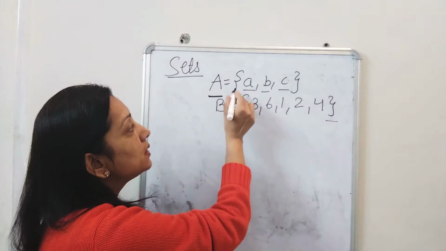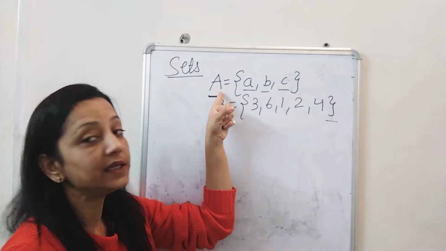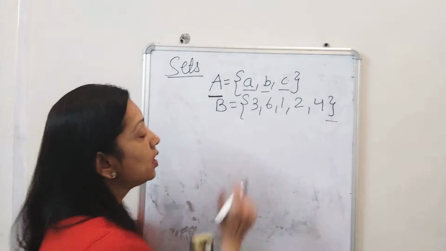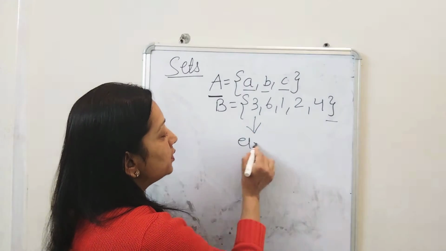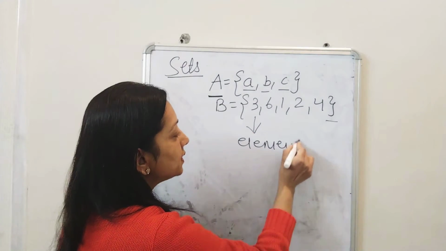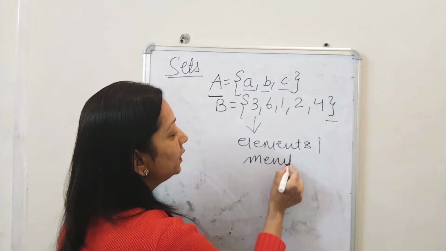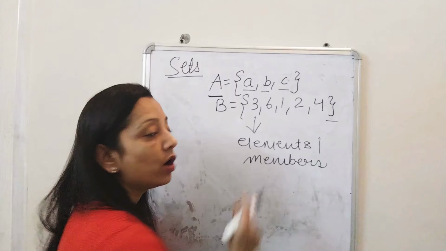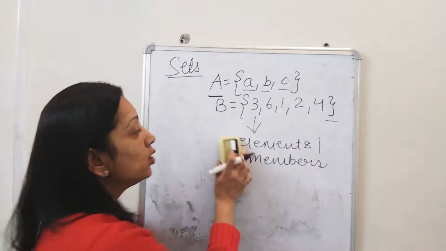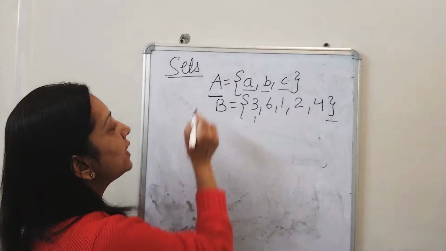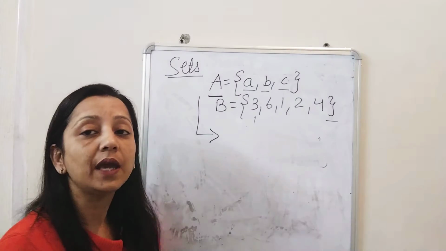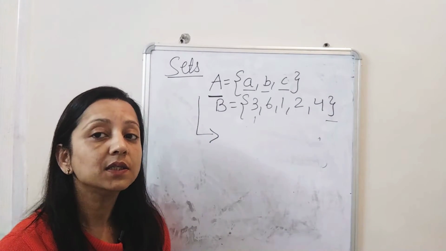Now you can see that in set A there are 3 elements or members. You can call them the elements, you can call them the members, whatever you feel like calling them. They can be called members or elements of the set. So here you can see that in case of set A, there are 3 elements. These 3 elements are a, b, c.